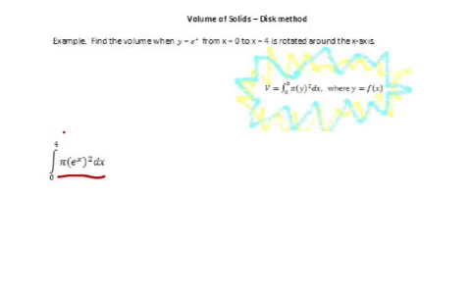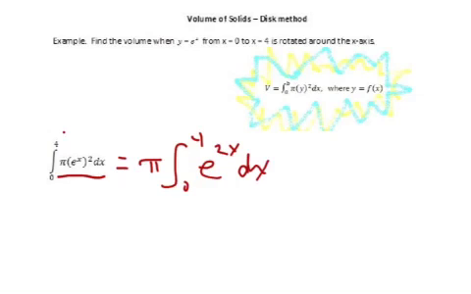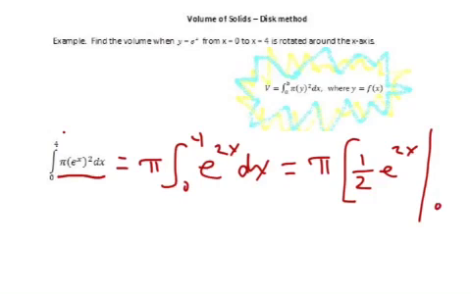So let's simplify that a little bit first. We can take the pi out front, find the integral from 0 to 4 of e to the x squared, but that's the same thing as e to the 2x dx. All right. When we integrate, we'll still have the pi out front, but our e to the 2x becomes 1/2 e to the 2x, and we are now evaluating that from 0 to 4.